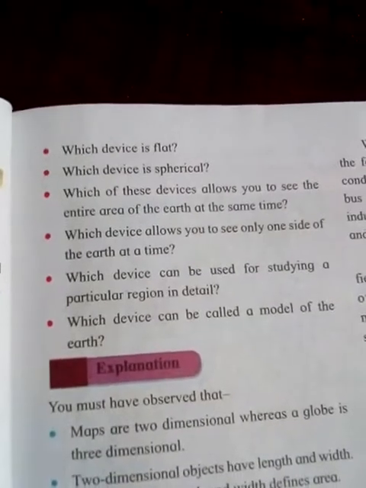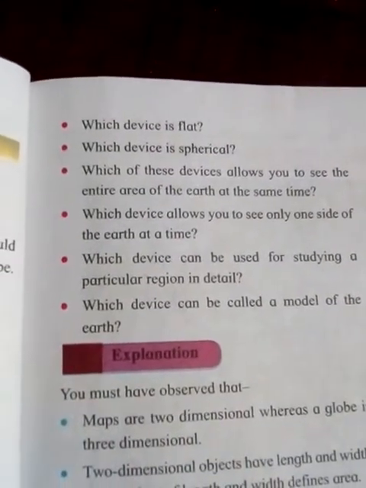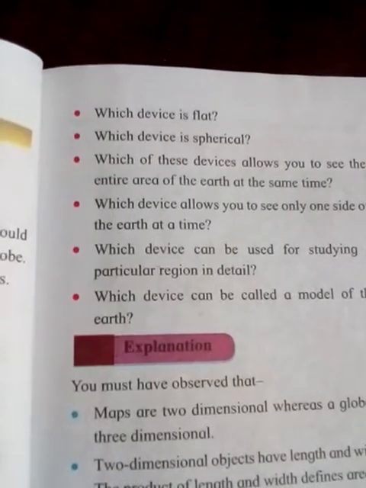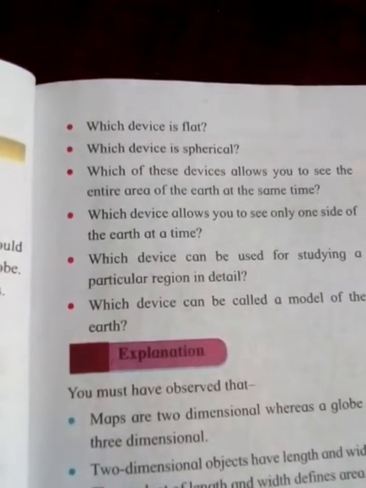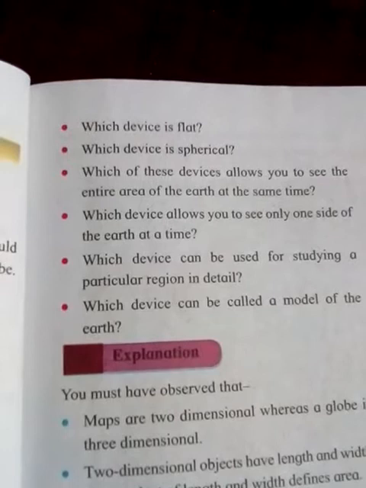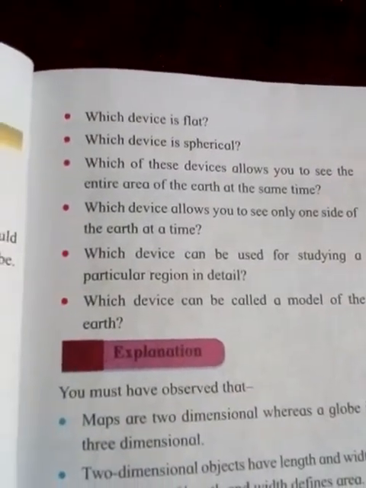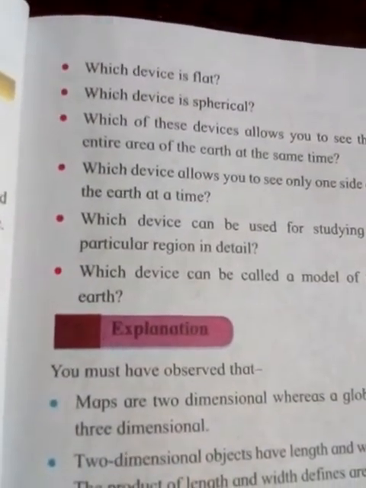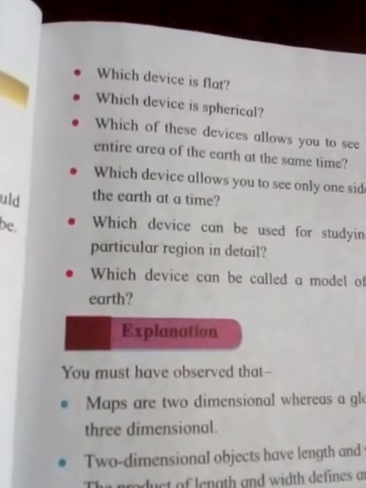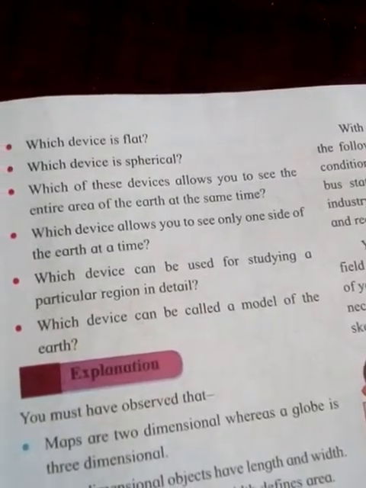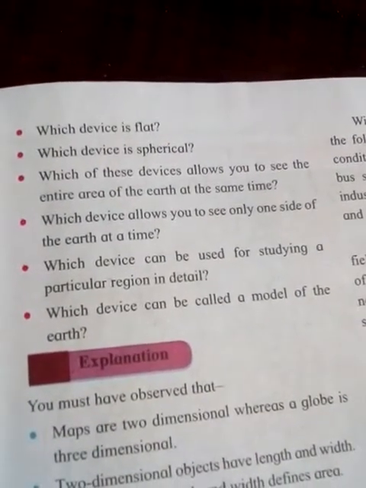Third question: which of these devices allows you to see the entire area of the earth at the same time? The map allows you to see the entire area of the earth at the same time.